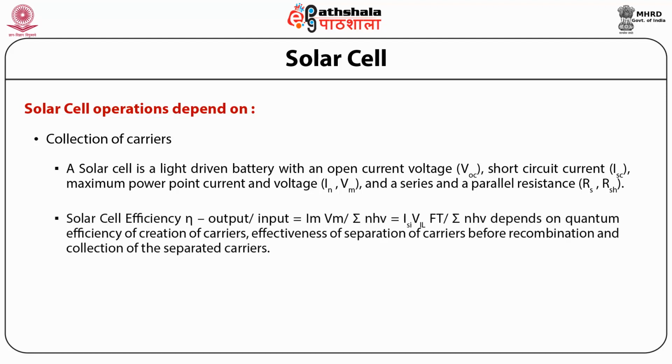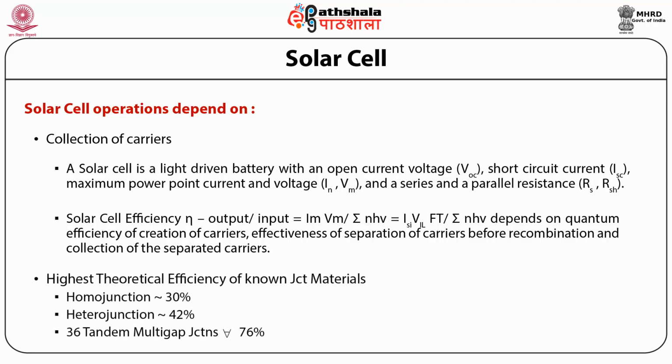Solar cell efficiency is given by eta equals output upon input, which is equals to Im into Vm divided by summation n into h into nu, which indirectly equals to Isc into Voc into FF divided by summation n h nu. That means solar cell efficiency depends on quantum efficiency of creation of carriers, effectiveness of separation of carriers before recombination, and collection of the separated carriers.